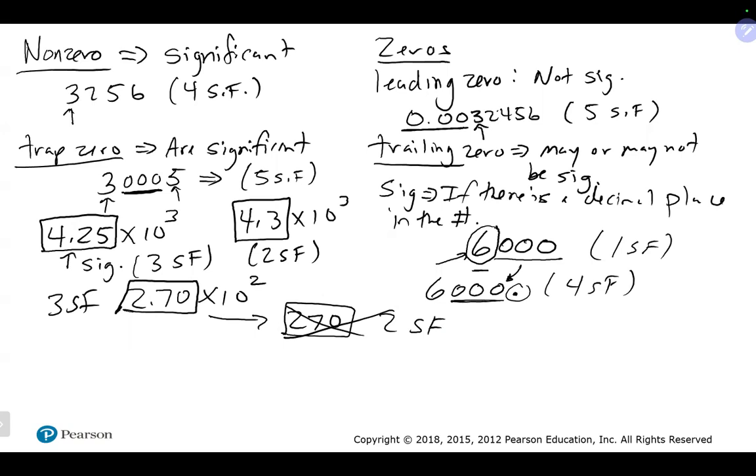But the purpose of it being written in scientific notation is to indicate a certain number of significant figures. So you should assign the significant figures based off of the scientific notation. By the way, when you go from scientific notation to decimal, or decimal back to scientific notation, you should never ever lose significant figures.